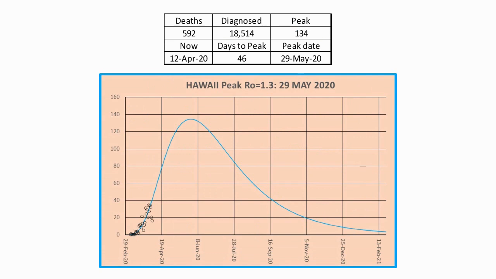In Hawaii, did the same thing at 1.3. Have a peak predicted on the 29th of May. That's 46 days away. We'll have 134 cases average at the peak, about 18,000 people diagnosed and almost 600 dead. And the curve kind of finishes, look, next year, February. Now it gets real small over here.